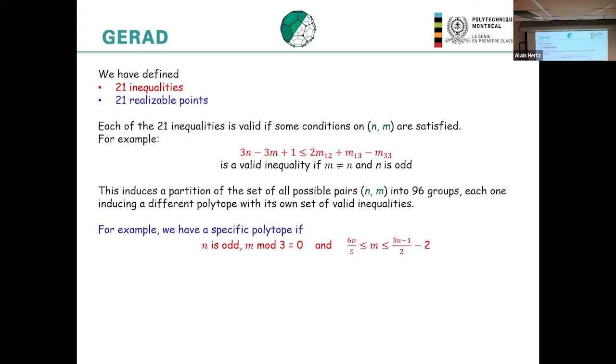So any pair of n and m is included in one of these 96 groups. So, for example, you have one of these groups that says it's only valid if n is odd, m is a multiple of 3, and m is not too small, at least equal to 6 times n divided by 5, and not too large. It's at most 3 times n minus 1 divided by 2 minus 2. This is one of these 96 groups. And in this group, you have a subset of these 21 inequalities.